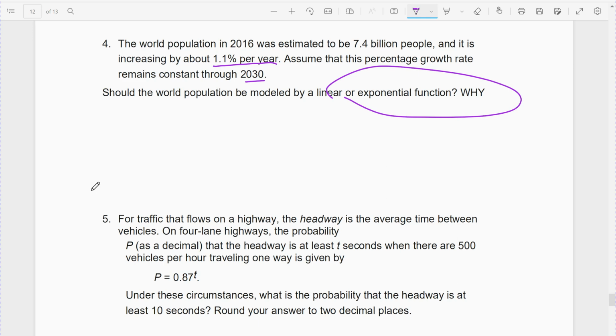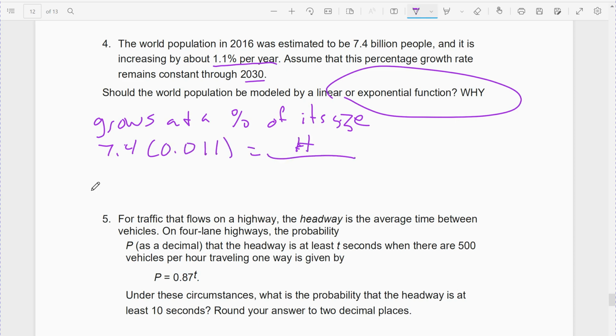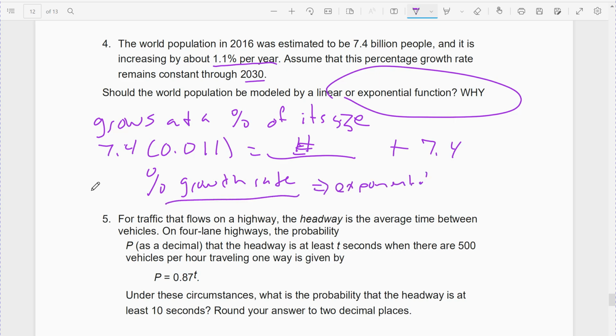This is an exponential case because it's growing at a percent of its size. Meaning, in 2016, we used the 7.4 and multiply by the 0.011. But whatever that number comes out to be, it would be bigger than 7.4, right? We'd add that to the 7.4, and then whatever that number would be, we'd multiply by that in the next year. So it's exponential growth when we're growing by a certain percentage of its size. So this is a percentage rate, a percent growth rate, which means exponential growth.